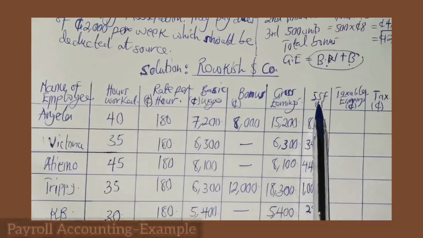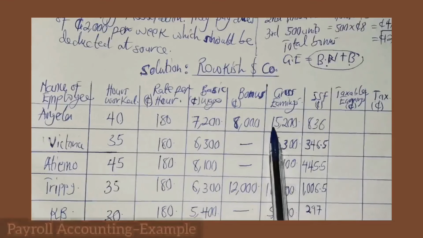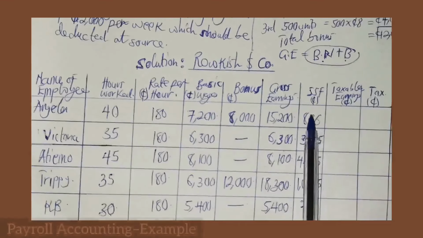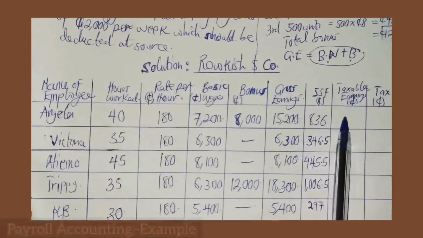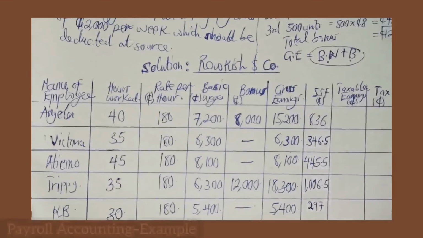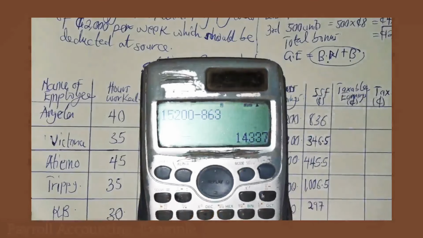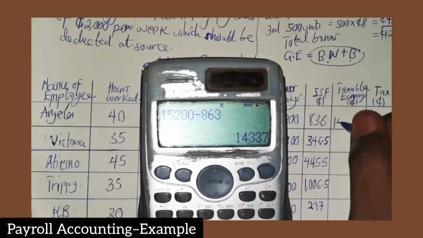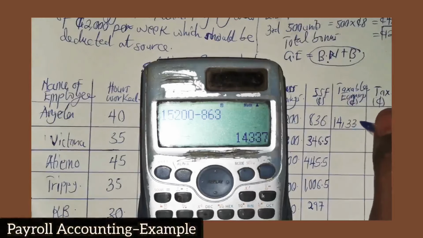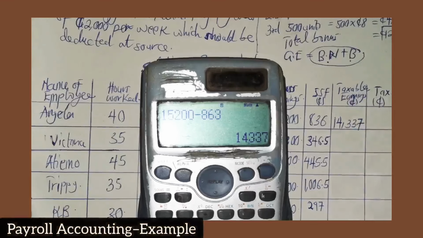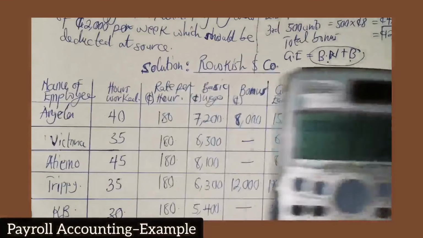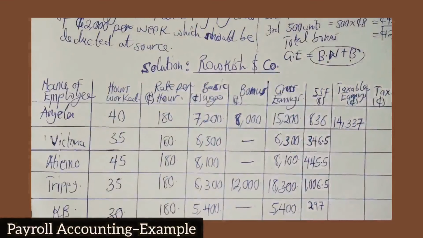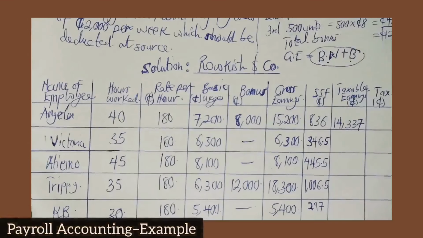So let's take note. I'll take my SSF. For example, if I take Angela's own, I'll take 15,200 and subtract 836. Then whatever I get is my taxable earnings. Okay, so let me do the first example. So here, 15,200 subtracted by 836, this is what I had. I had 14,364 for Angela. So the same thing we're going to do with the rest. Just take their gross earnings, then you take the SSF from it, and that will be all. So fill yours, I'm filling mine.